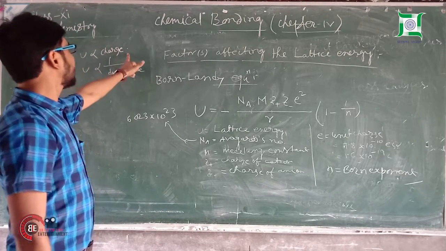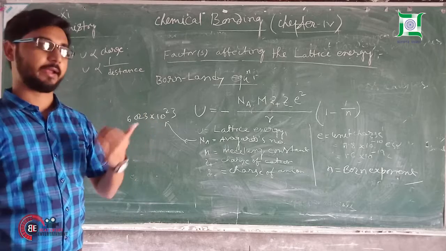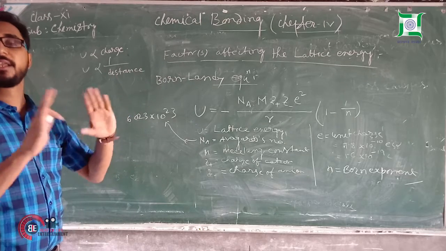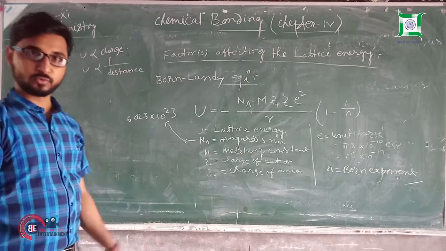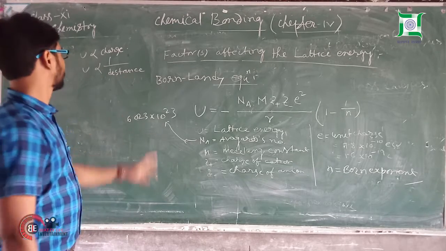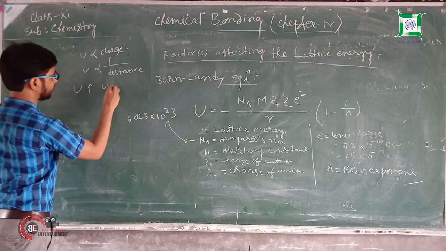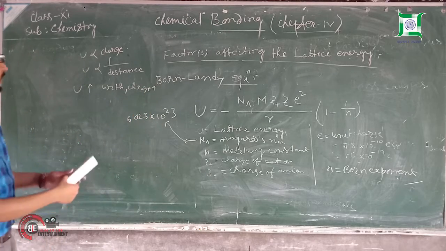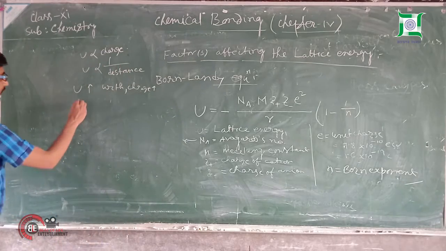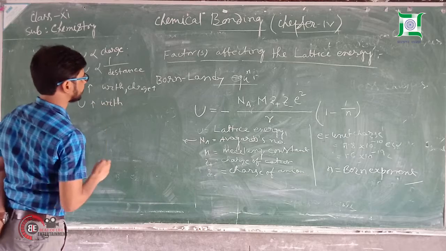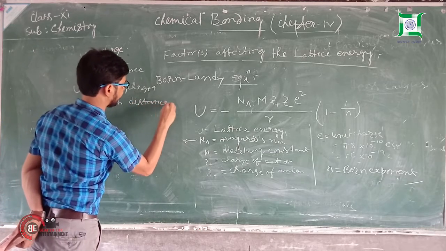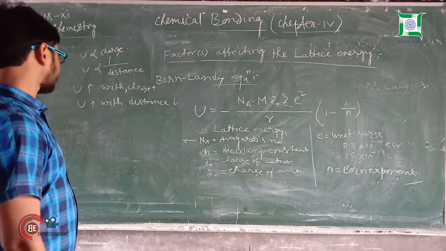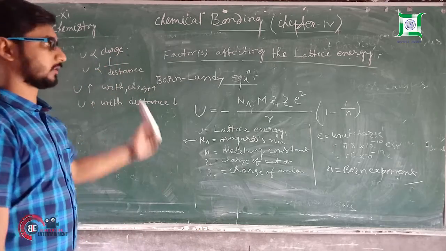So with the increase of charge, both for cation and anion, lattice energy increases. And with the increase of interatomic distance, which is also related to size, lattice energy decreases. So U increases with charge increasing. Another one, U increases with distance decreasing, that is, as the internuclear distance decreases, lattice energy increases. One is directly proportional, the other is inversely proportional.